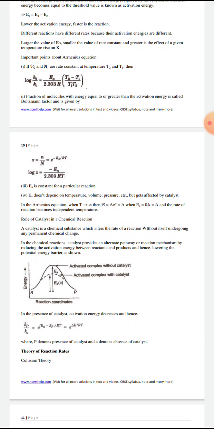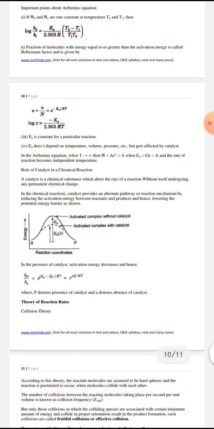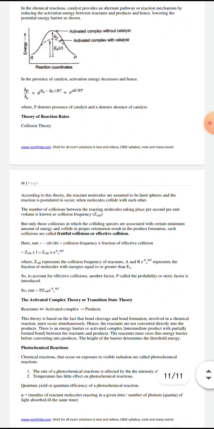Next is the role of a catalyst in a chemical reaction. In a chemical reaction, a catalyst provides an alternate pathway or reaction mechanism by reducing the activation energy between reactants and products, and hence lowering the potential energy barrier as shown in this figure. In the presence of a catalyst, activation energy decreases, and kp by ka is equal to e to the power delta Ea by RT is the formula.